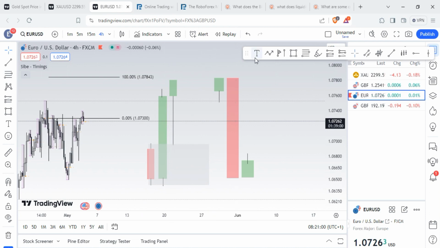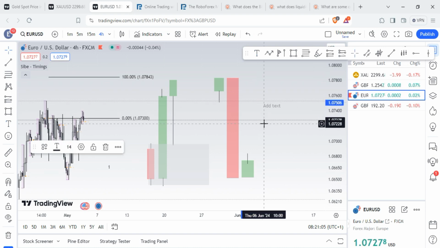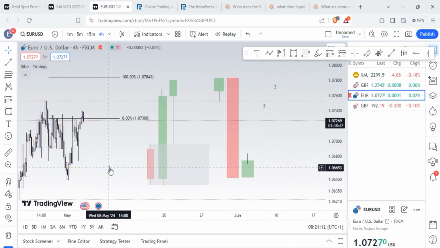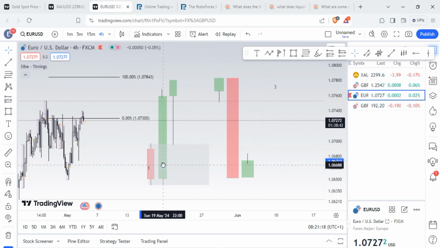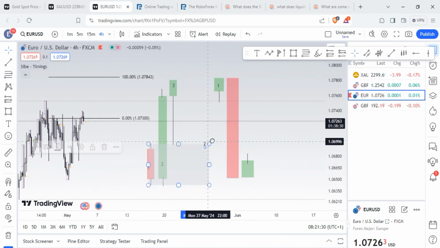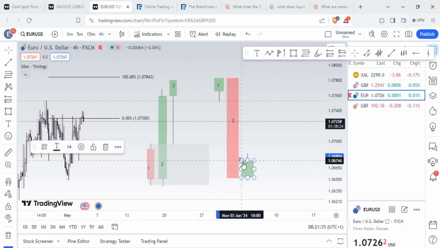Let me try my best and label these candles. 1, 2, 3. Just give me a quick minute. 1 here, 2 right here, and then 3. Let me do this for the same. This is going to be candle 1, candle 2, and candle 3.